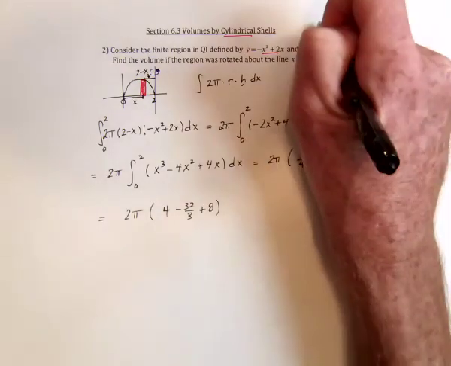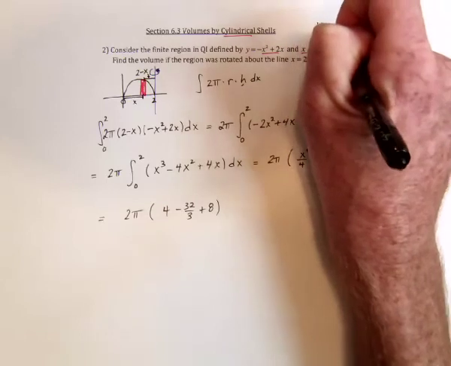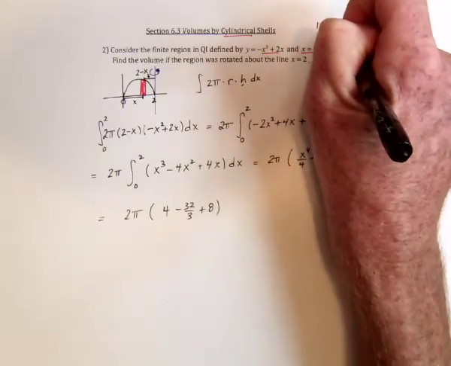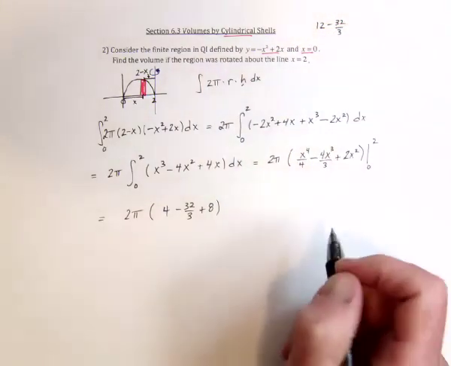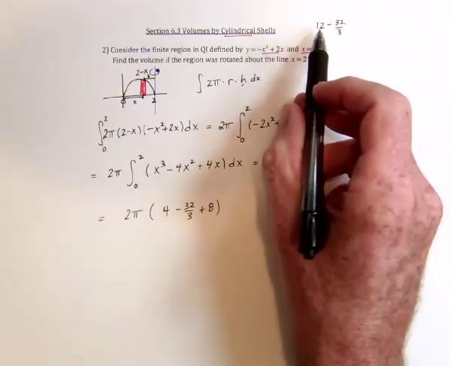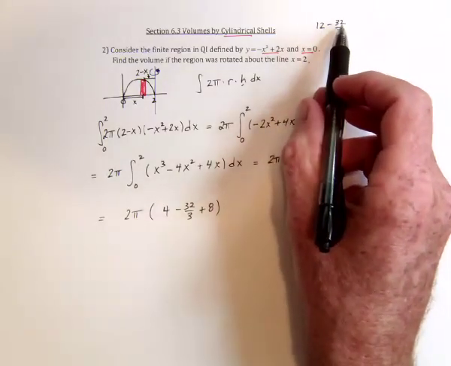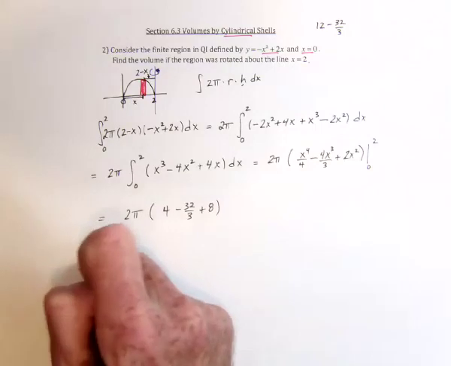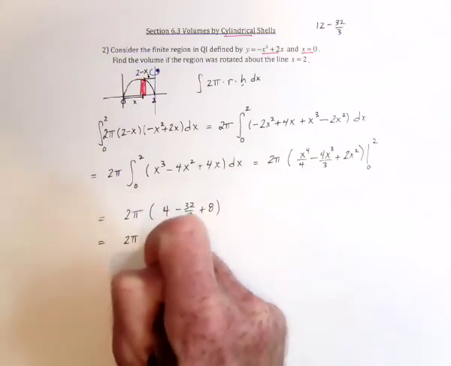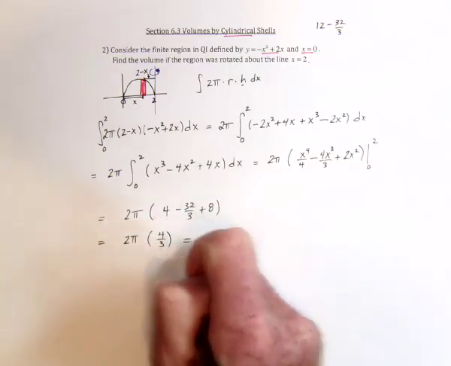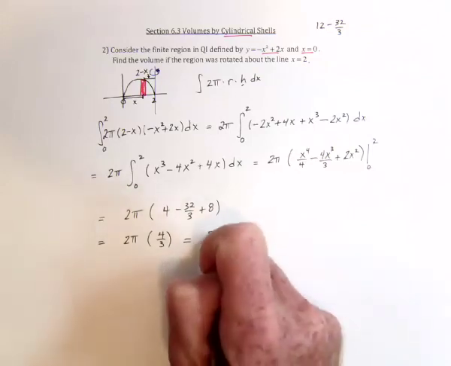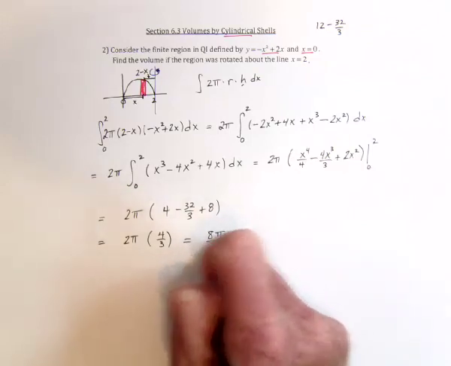So we've got, let me use some scratch paper over here, 12 minus 32 thirds. So that would be 36 minus 32 is 4 thirds. Or 8 pi over 3.